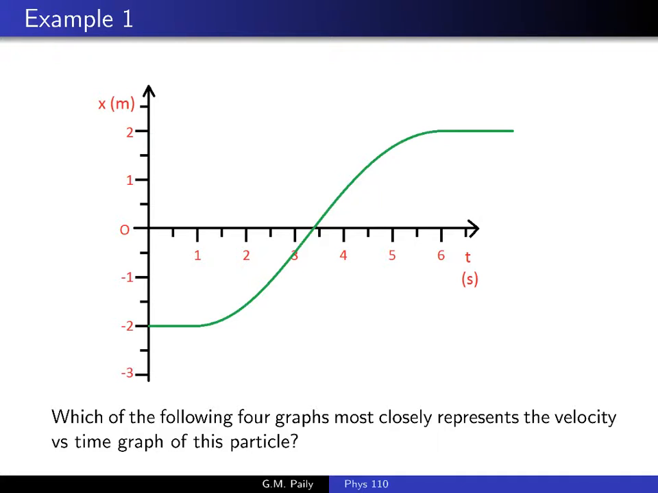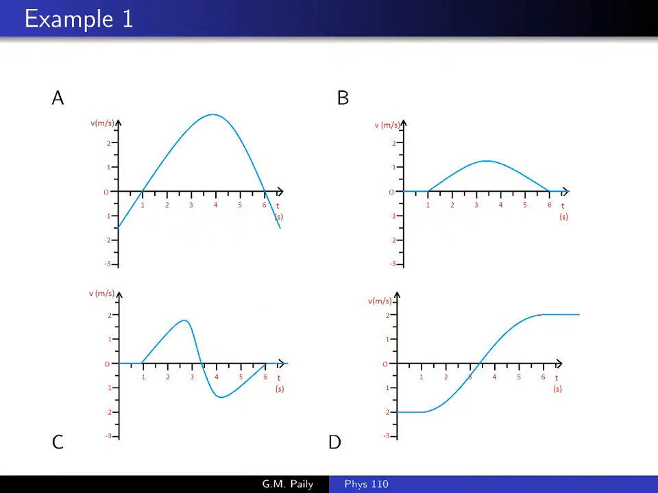Here, we've been given an x versus t graph, and the question asks us which of the four following graphs most closely represents the velocity of this particle. Here are our four options. So, what do we need to look at? Well, we need to go back to the position versus time graph and look at how its slope changes.